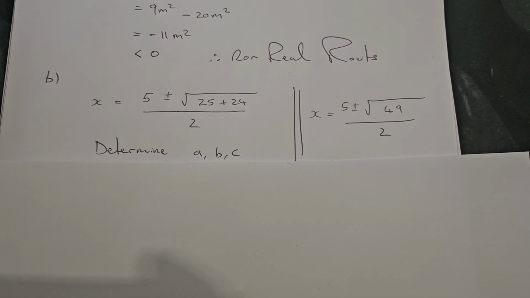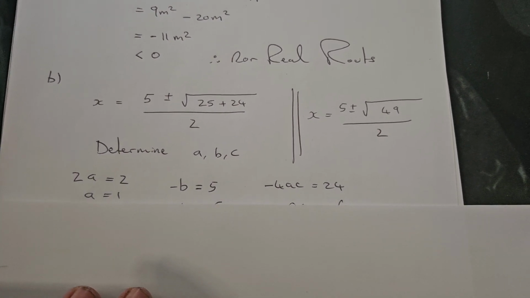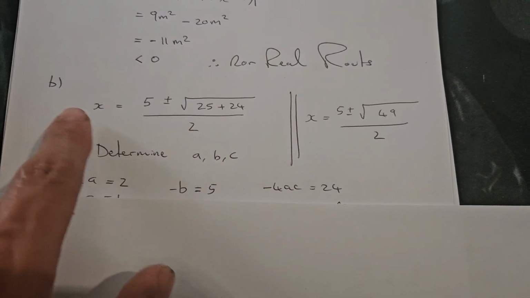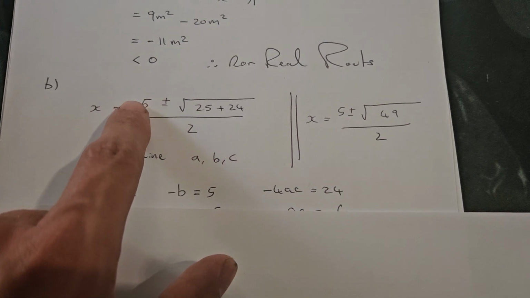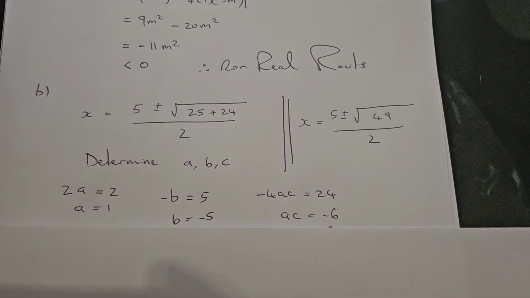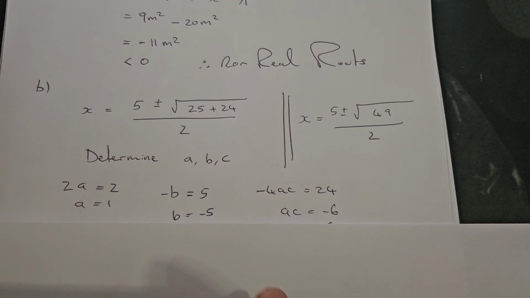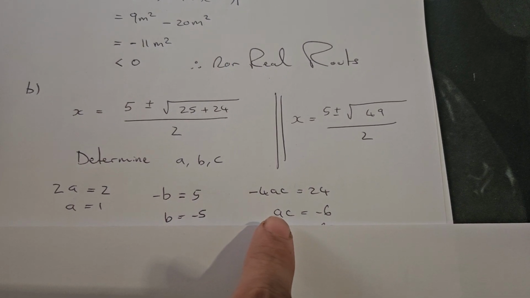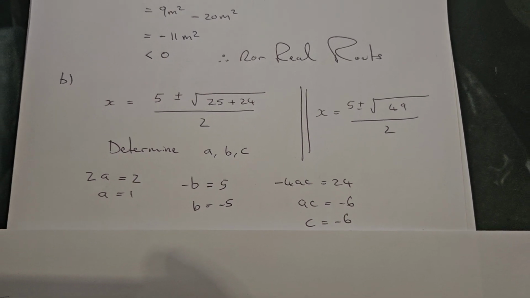To get the value of a, I just said 2a is normally underneath here for x, so 2a is equal to 2, a is equal to 1. This is negative b. If negative b is 5, then b is negative 5. To get c, I said minus 4ac is 24. In other words, a was 1, so I substitute back in a, so c is going to be negative 6. Okay, see if you can solve that.